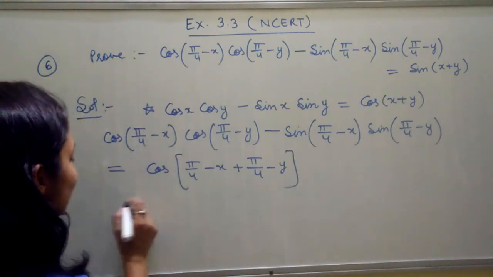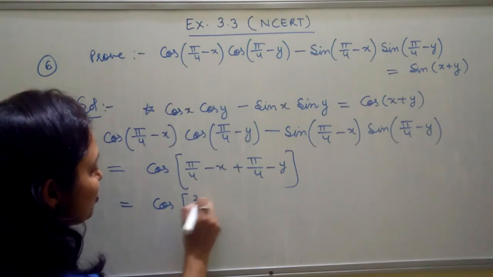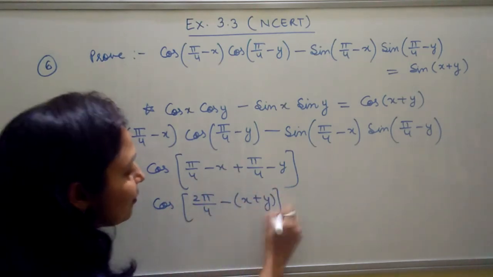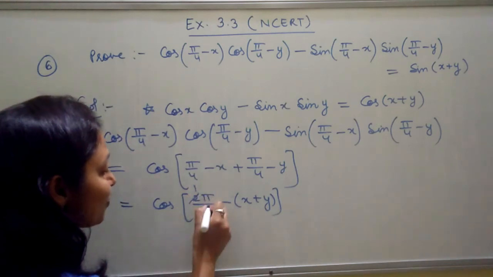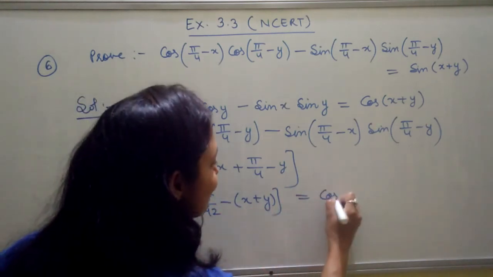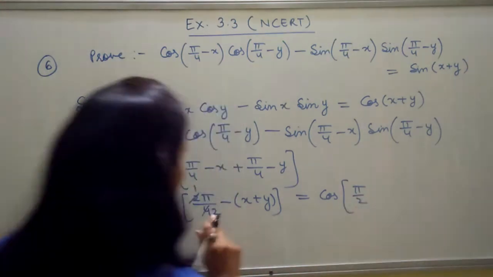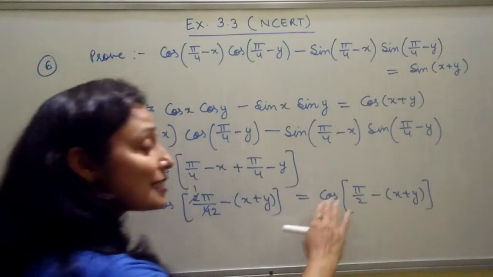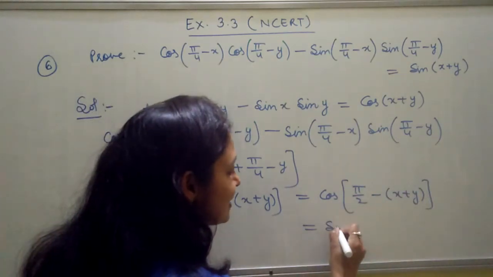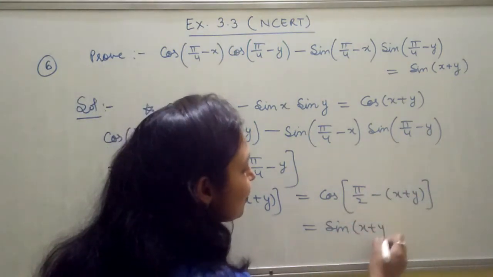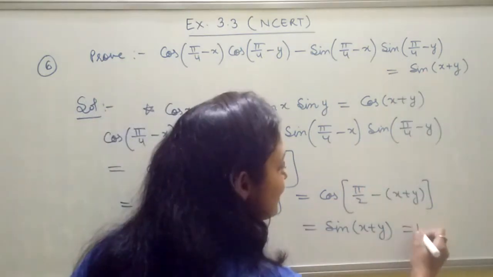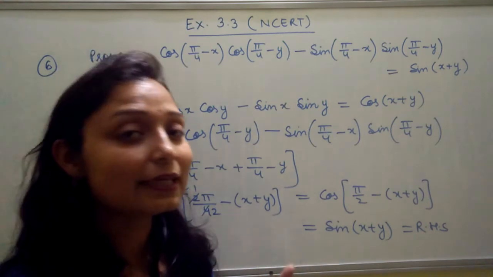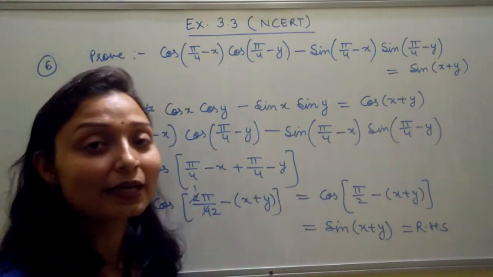Now pi/4 plus pi/4, taking the negative common, this will become pi/2 minus (x + y). Cos(90 minus theta) is sin theta. Yes, this is the right hand side. Okay, I will repeat again: you have to only learn the identities and apply those identities to find the answer.